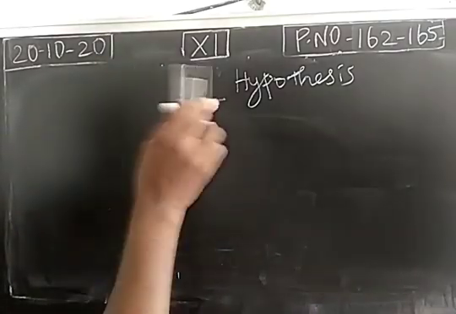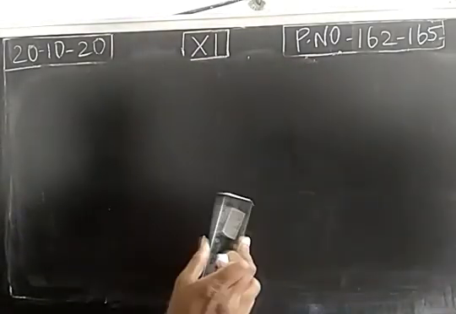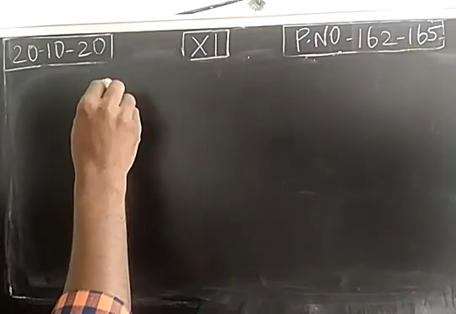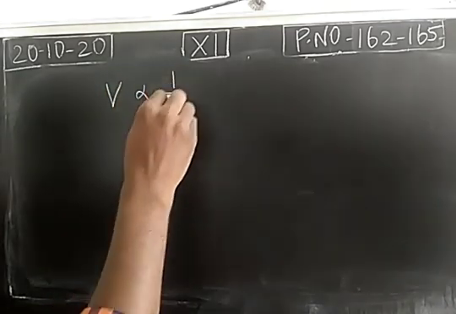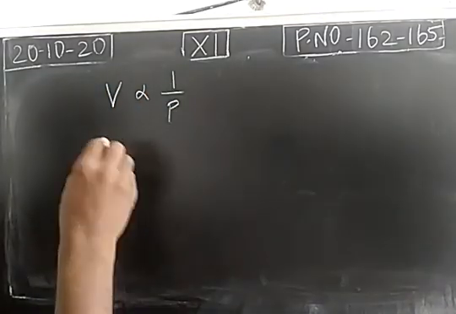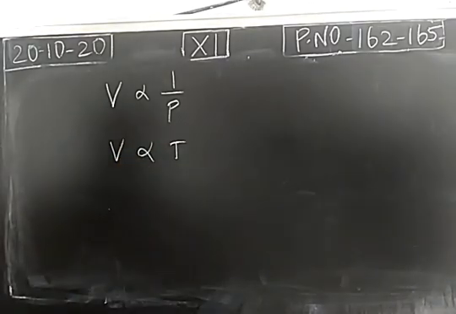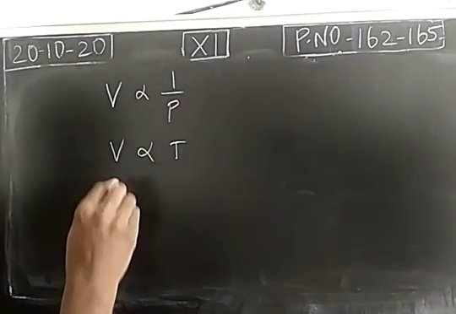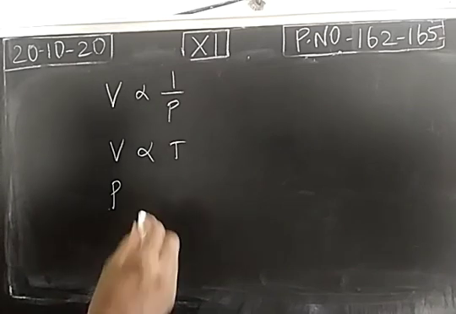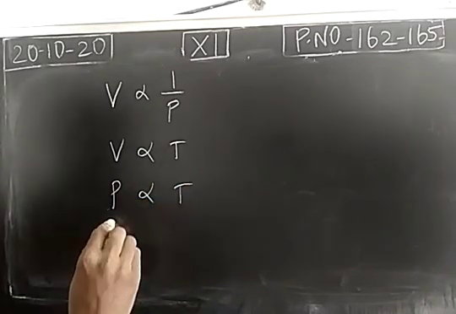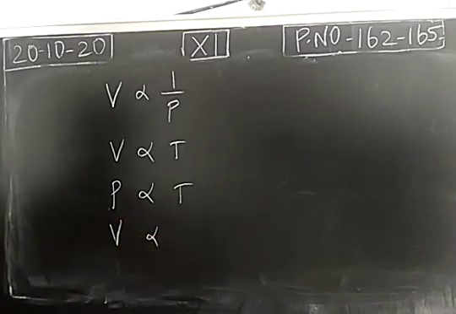So today we have completed Charles' law, Gay-Lussac's law and Avogadro's hypothesis. According to Boyle's law, volume is inversely proportional to pressure. According to Charles' law, volume is directly proportional to temperature. According to Gay-Lussac's law, pressure is directly proportional to temperature. According to Avogadro's hypothesis, volume is directly proportional to number of moles.